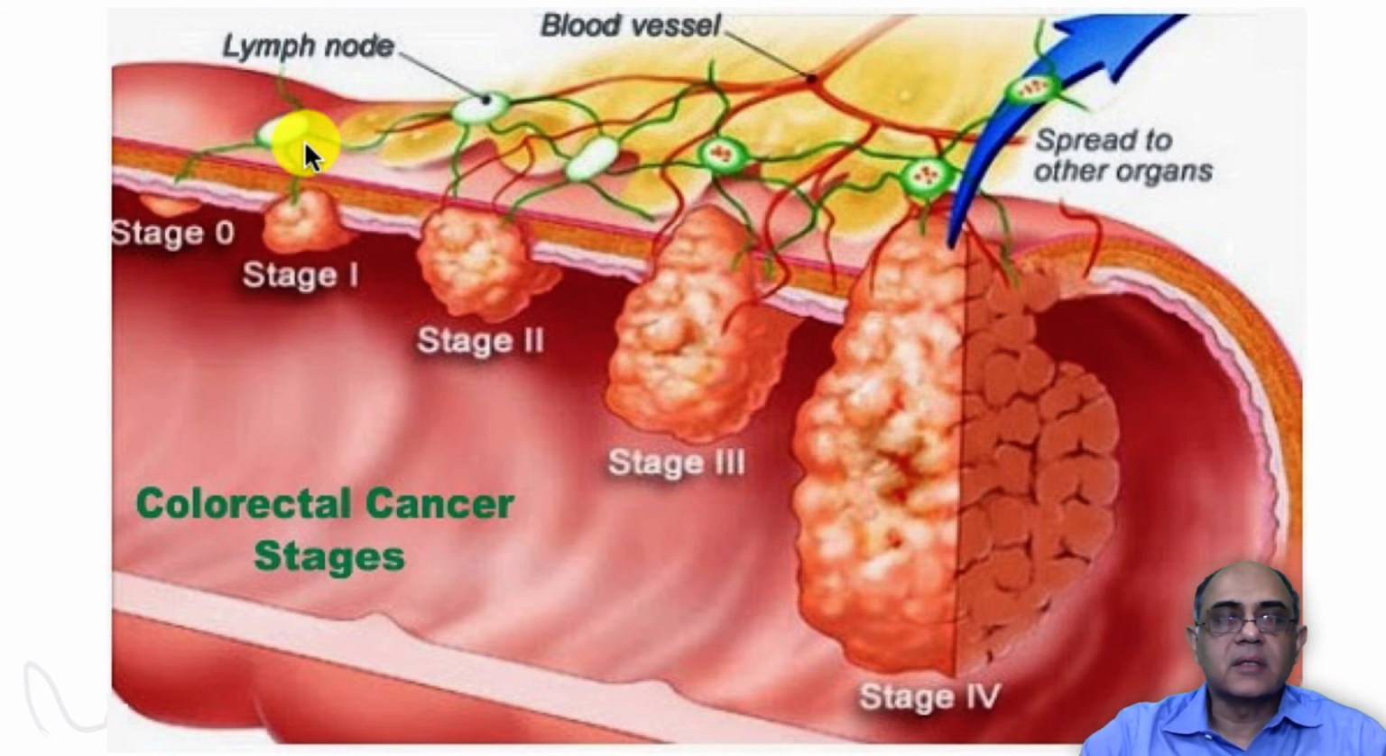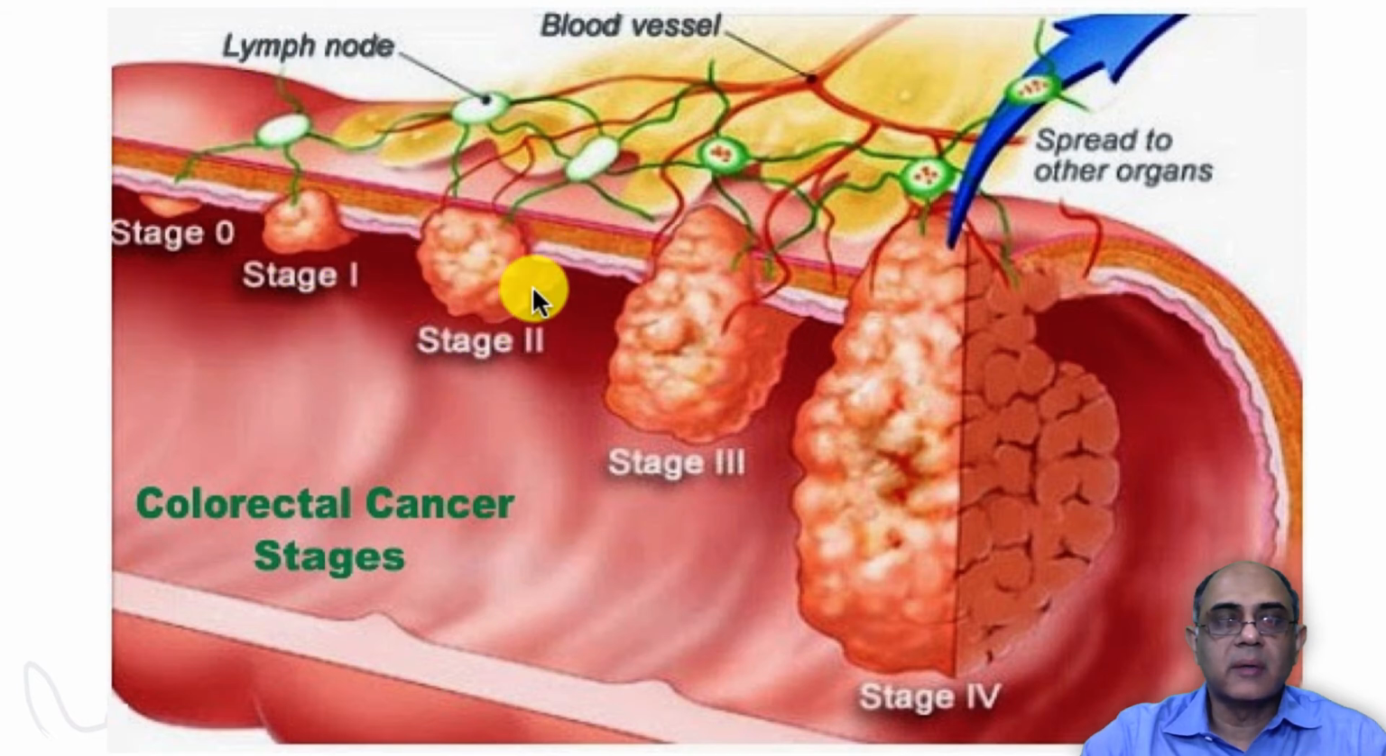And these white structures outside the bowel wall, outlined by the green, are the lymph nodes. In stage 0, stage 1 and stage 2, you can see there is no lymph node involvement. Stage 2 is basically deeper involvement of the bowel wall without lymph nodes. So these stages, including stage 0, are basically called the early bowel cancers.